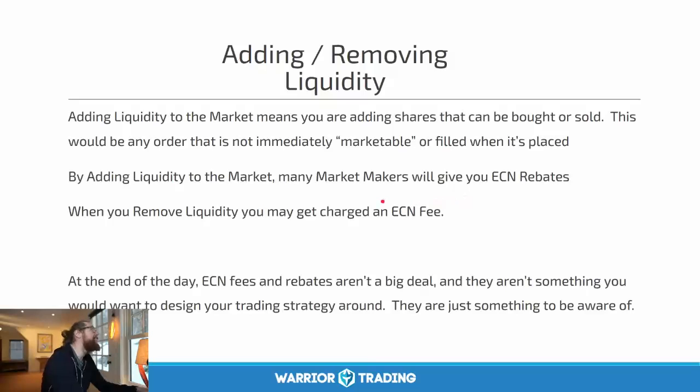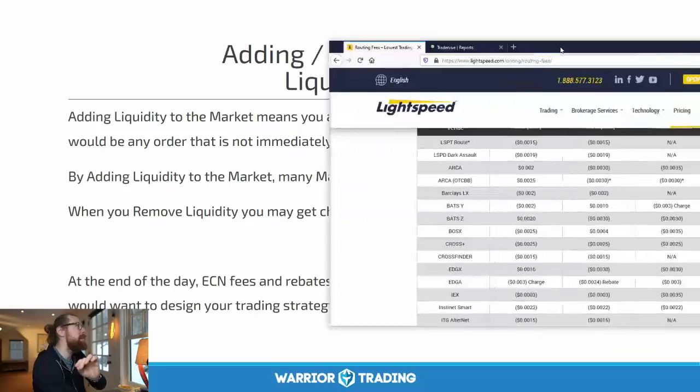Now, when it comes to adding and removing liquidity to the market, adding liquidity means you're adding shares that can be bought or sold. And this would be anything that's not immediately marketable. So let me show you an example. Well, let me read it and then I'll show you an example. By adding liquidity to the market, many market makers will give you an ECN rebate right here. That's the rebate.